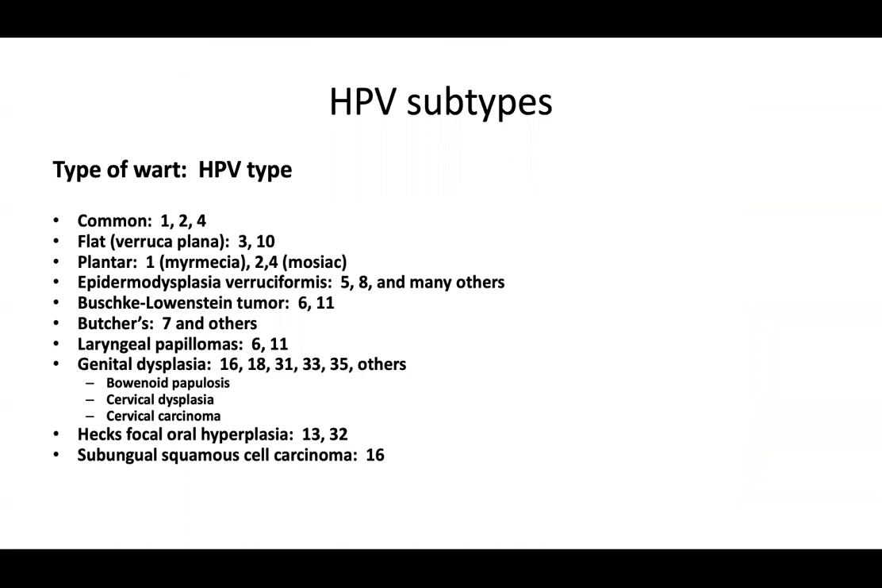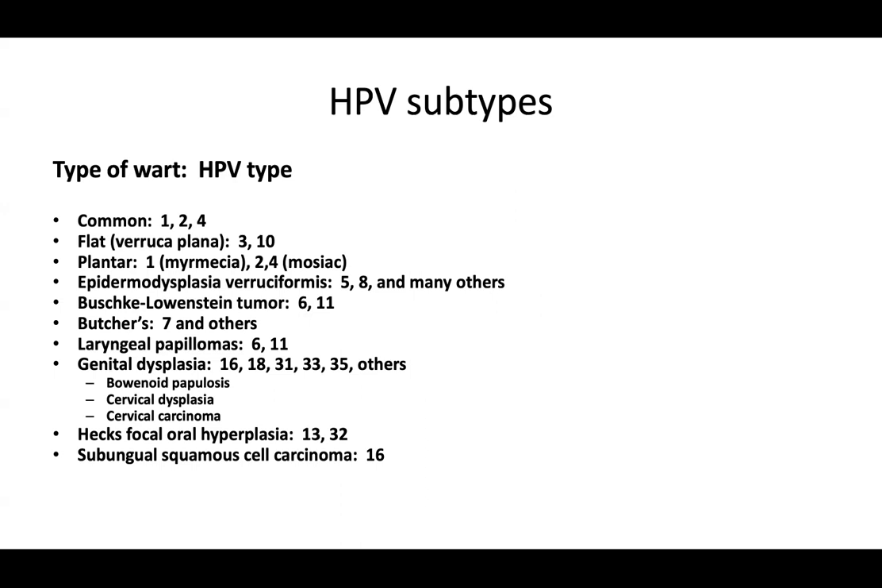As I mentioned, we would talk about some of the HPV subtypes. So thinking about types of warts, the common warts are often associated with HPV 1, 2, and 4. Flat warts, or verruca plana, are associated with HPV 3 and 10. Plantar warts are associated with HPV 1 for myrmecia, and HPV 2 and 4 for mosaic verruca. Epidermodysplasia verruciformis is associated with 5, 8, and many others. Buschke-Lowenstein tumor is associated with 6 and 11. Butcher's warts are associated with 7 and others. Laryngeal papillomas are associated with 6 and 11, as with the Buschke-Lowenstein tumor.